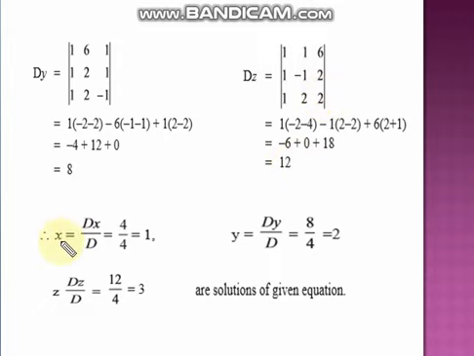Now with the formula, x will be dx upon d, that is 4 upon 4 is equal to 1. Y will be dy upon d, so dy is 8, d is 4, so 8 upon 4 gives me 2. Z will be dz upon d, that is 12 upon 4, which will be 3. So x is 1, y is 2, z is 3. This is the solution of the given equations.